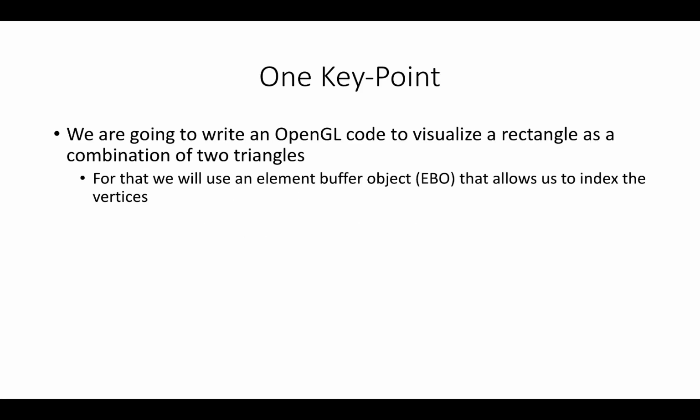Hi, welcome back! In this lecture we are going to write our second OpenGL application as an extension of our first Hello Triangle code. In this lecture I have one key point, that is writing an OpenGL code to visualize a rectangle as a combination of two triangles. For that we will use an element buffer object, EBO, that allows us to index the vertices.